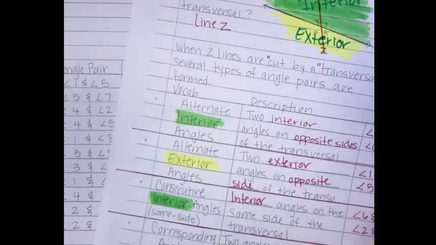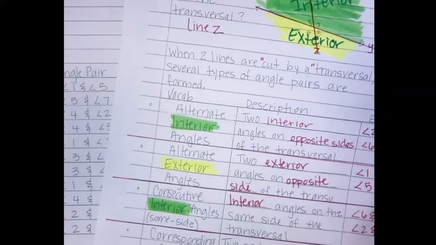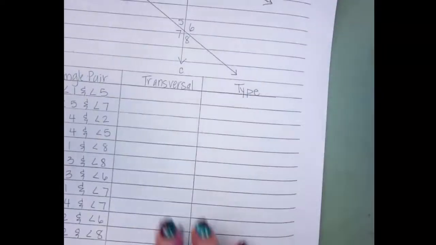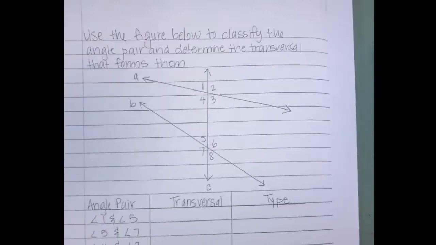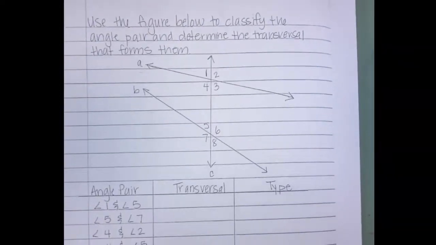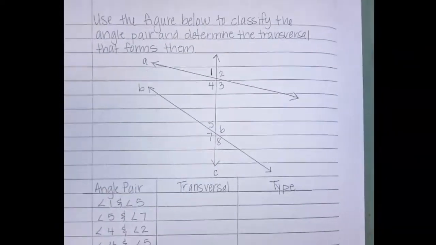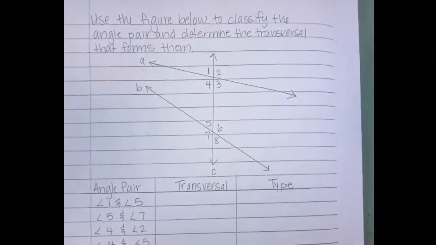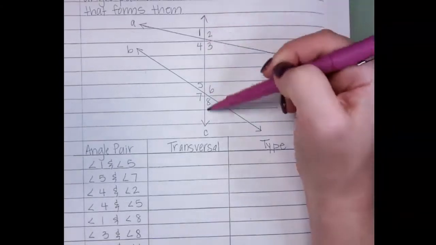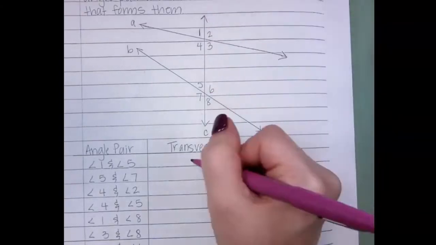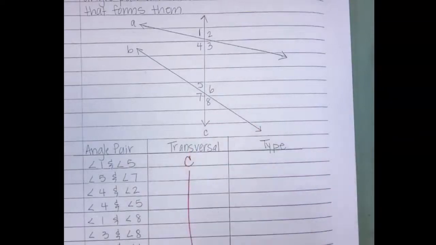So all we do now is we practice that. All right, so you want to keep this handy? And we're going to do this example. That's really all it is. Use the figure below to classify the angle pair and determine the transversal that forms them. So really, we simplified this problem. There's only one transversal. It's transversal C. So it's just going to be C all the way down.